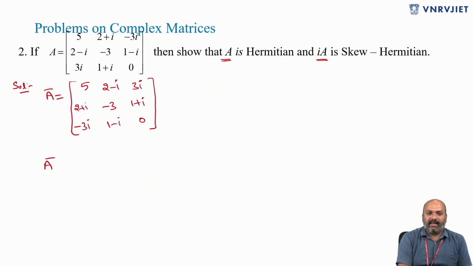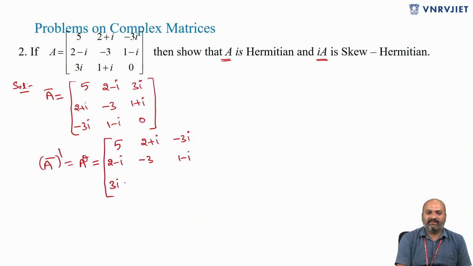Next, A bar transpose. This is called the transposed conjugate of A, which is nothing but A theta. That is, interchange rows and columns. So let's write the first column as the first row: 5, 2 plus i, minus 3i. Second column as the second row: 2 minus i, minus 3, and 1 minus i. Third column as the third row: 3i, 1 plus i, 0.